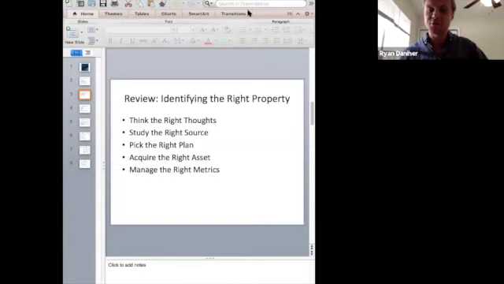So investing in real estate, you want to make sure that you're thinking the right thoughts and asking yourself, how can I do this, rather than saying I can't do something, right? So the second thing is studying the right source, reading the right books, using the right outlets, coming to a class like this and learning a little bit. There are a lot of teachers that are much better than me, so I encourage you to go out and find those people. You want to pick the right plan.